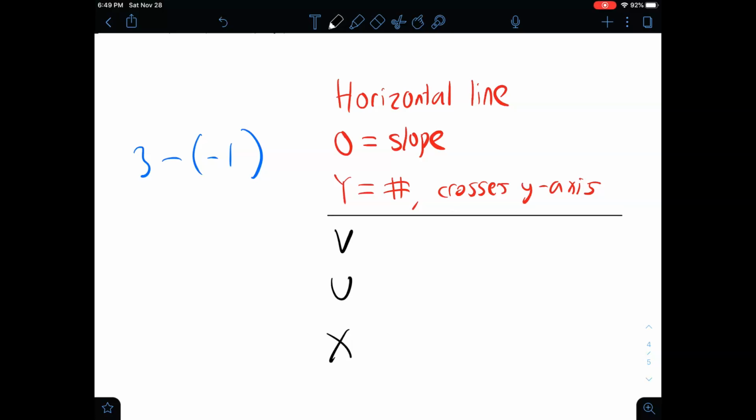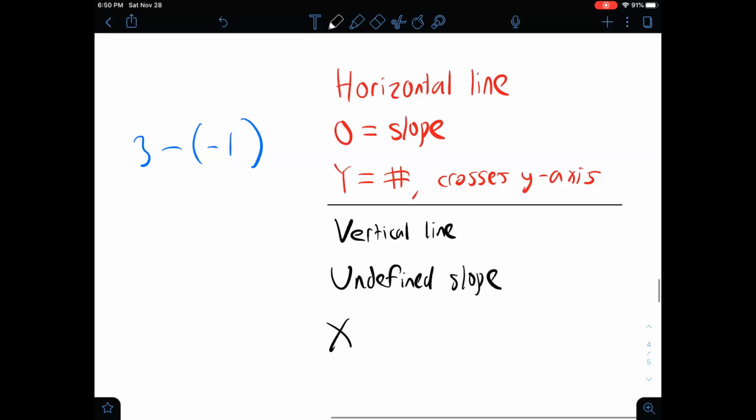All right, and then BUX. B stands for a vertical line. U stands for an undefined slope, because you can't divide by 0. And every equation of a vertical line is going to have the form x equals some number. x equals 2, x equals 5, x equals negative 4. This is always what the equation of a vertical line is going to look like. It just is a given. It crosses the x-axis.